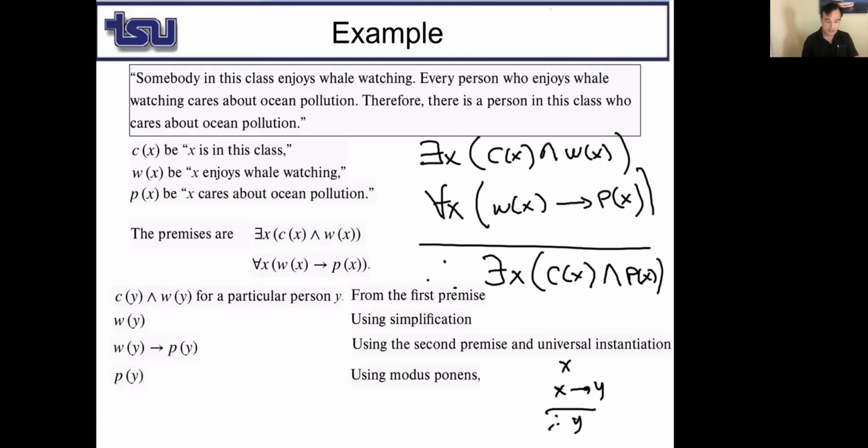All right. And then let's see, C of Y is true by simplification. P of Y is true. We got that. That means C of Y and P of Y must be true by conjunction. That means there's at least one in the domain for which C and P are true. And we are done. So this tells us, by existential generalization, there is someone who is in this class and cares about ocean pollution.